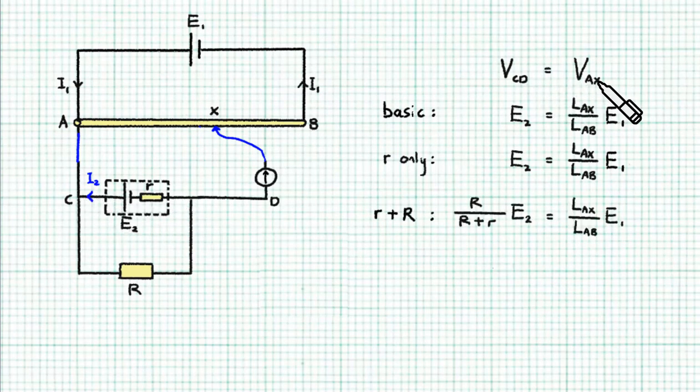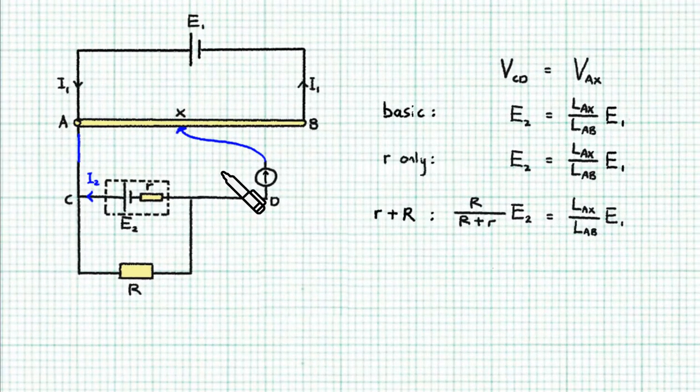So the VCD equals VAX equation is going to read like this. This is just the potential divider principle because E2 is now divided between the external resistance and the internal resistance. Since we are now trying to balance the terminal PD instead of the EMF, the balance length is going to be shorter.